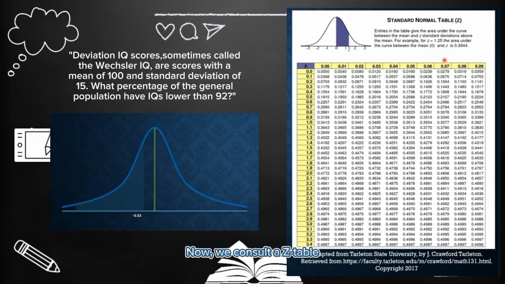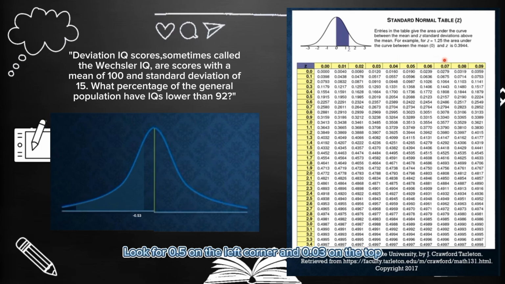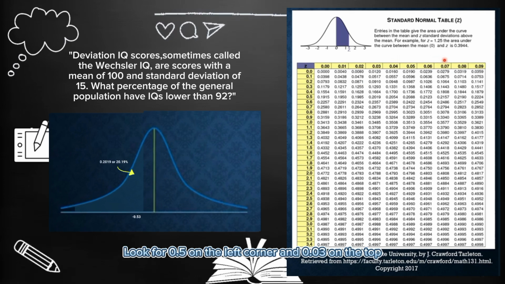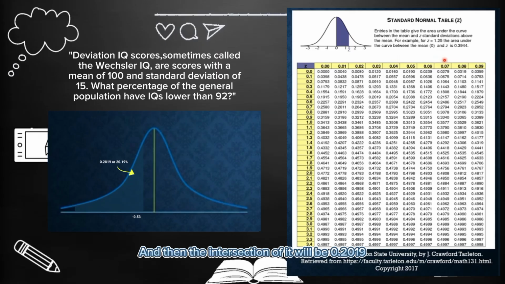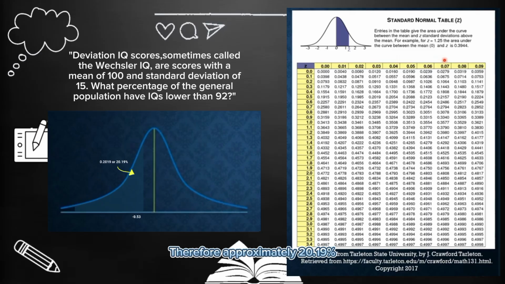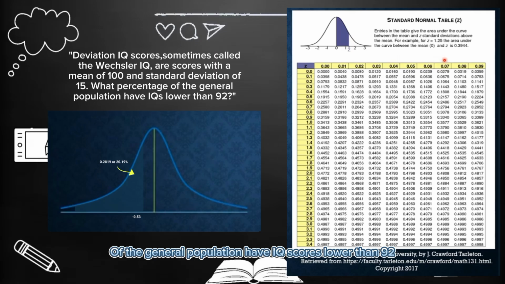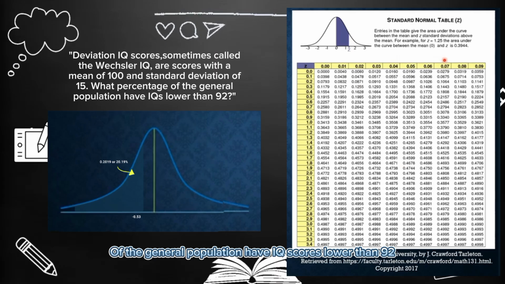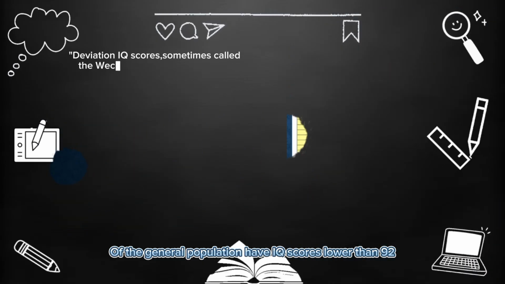Now we consult a z-table. Look for 0.5 on the left corner and 0.03 on the top. And then the intersection of it will be 0.2019 or 20.19%. Therefore, approximately 20.19% of the general population have IQ scores lower than 92.